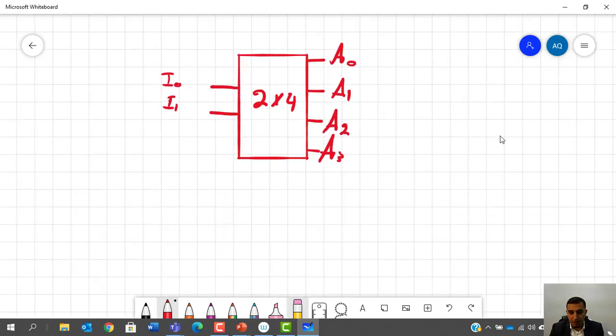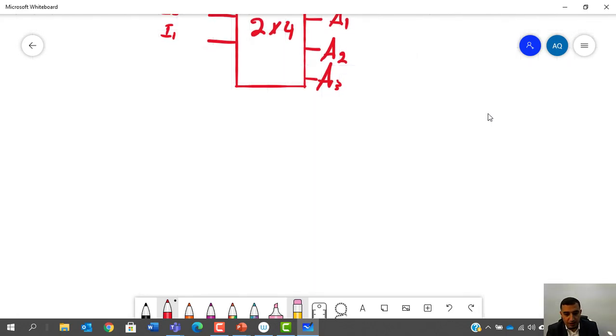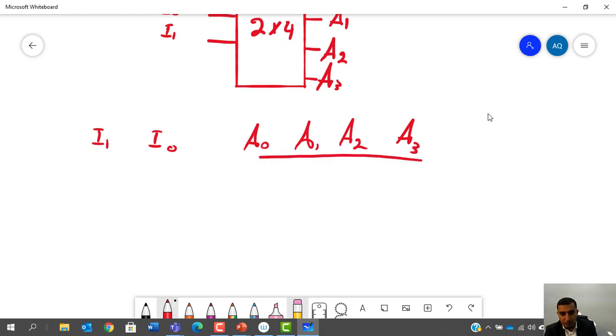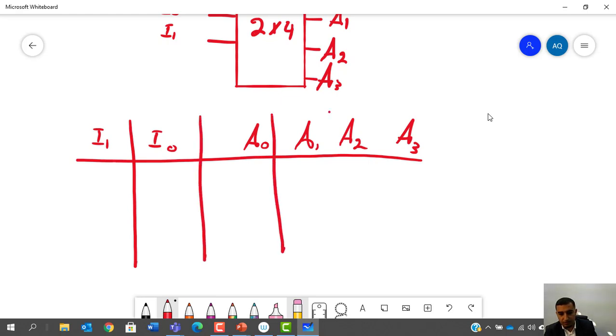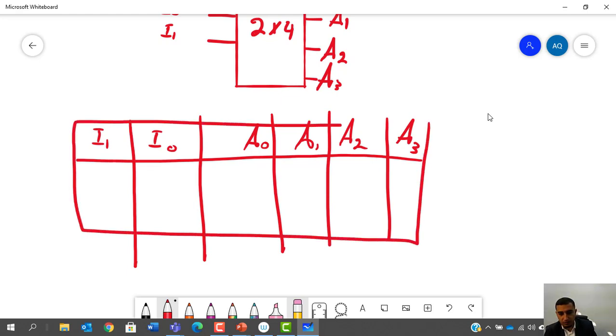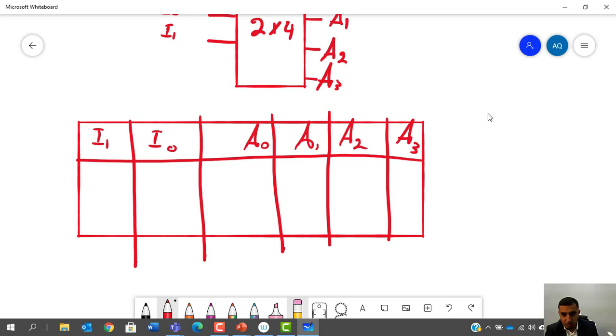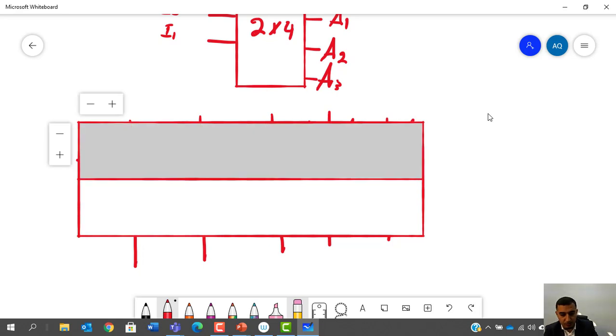If you recall the truth table of a decoder, if I have I0, I1, A0, A1, A2, and A3, then we will have this sort of table. So 0, 0, 1, 1, 0, 1, 0, 1. Hopefully I can draw the table right.